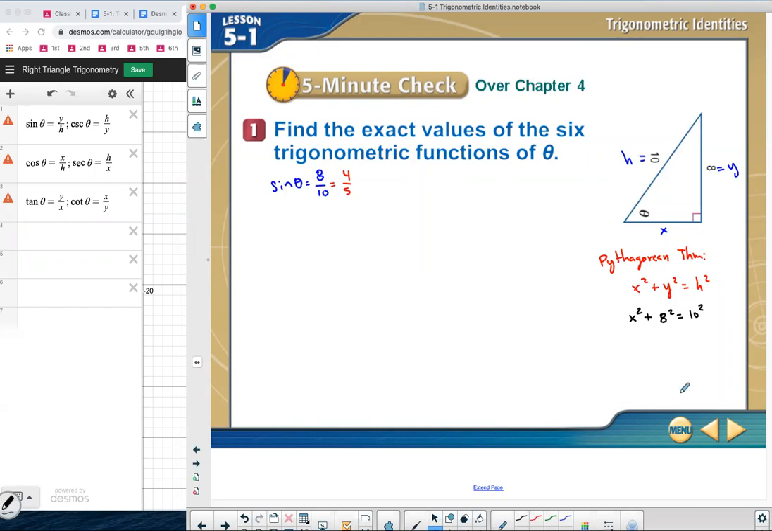A little mental math here. Jasmine's spoken up a few times tonight I've heard. Let's get someone else. What is 8 squared? 8 times 8? 64. Very good, Martin. All right, and someone else. What's 10 squared?